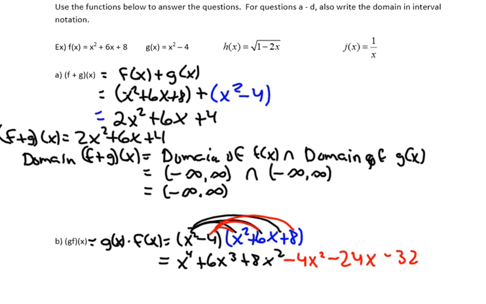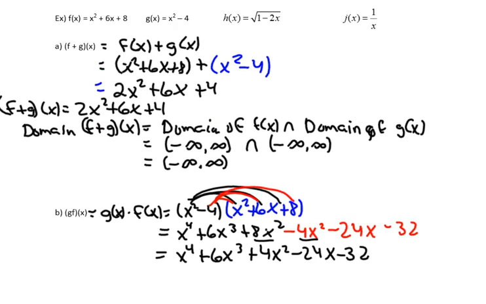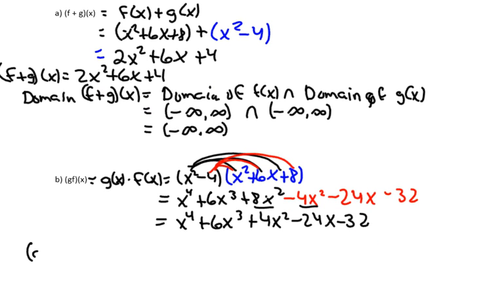The rest of this problem, we are just combining like terms. X to the 4th will come down, plus 6x cubed. 8x squared minus 4x squared is a positive 4x squared. And I'm going to bring down the remaining terms. So g f of x is equal to x to the fourth plus 6x cubed plus 4x squared minus 24x minus 32.